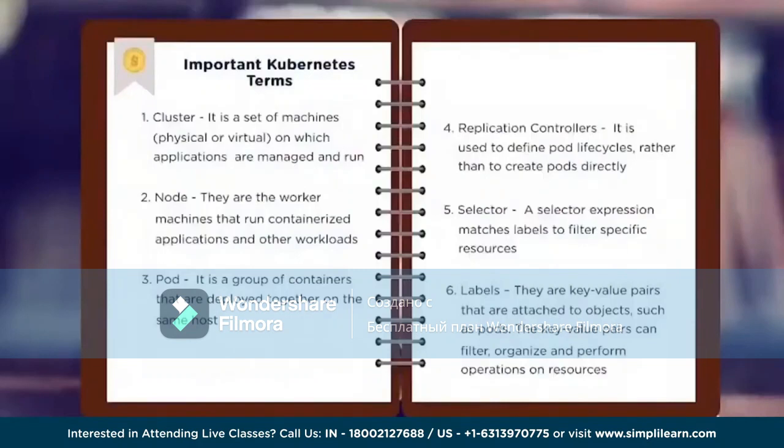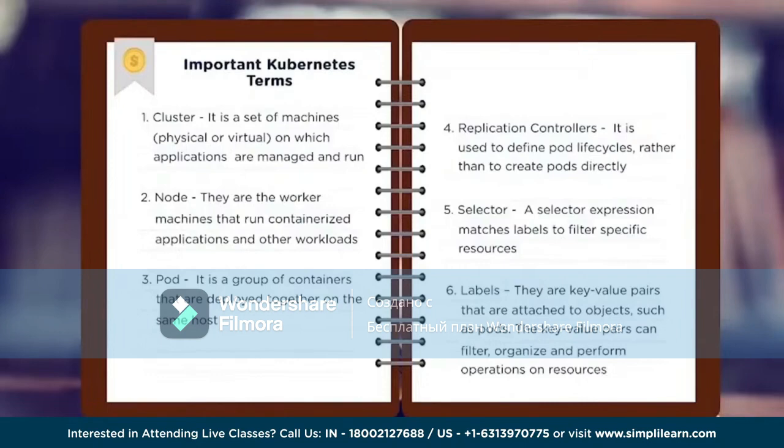So we have 6 terms that we're going to look through, and we'll let you read through these, but we have a cluster, which is a set of machines, physical or virtual, in which applications are managed and run. We have a node, the worker machines that run containerized applications and other workloads. There is the pod, which is within a node and is a group of containers that are deployed together on the same host. We have replication controllers, and a replication controller is used to define a pod's life cycle rather than to create the pods directly.